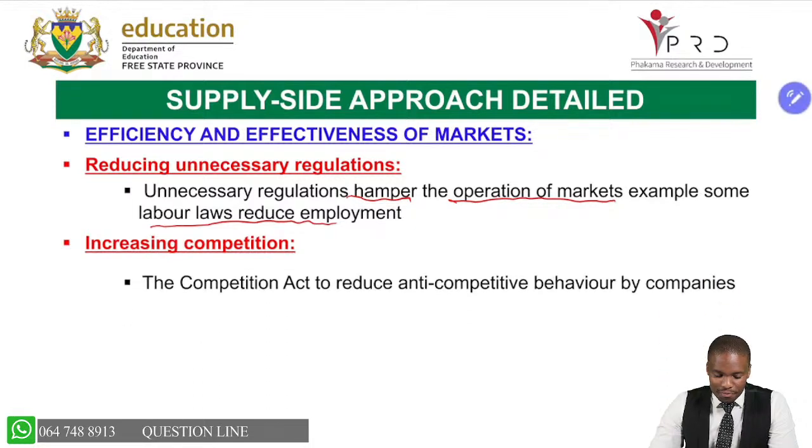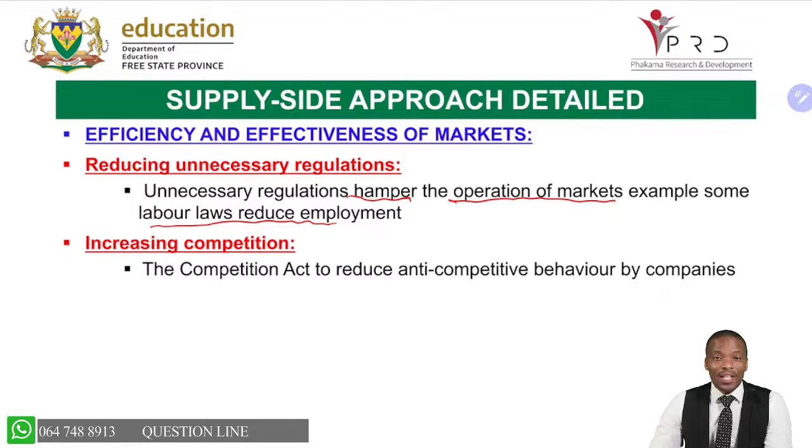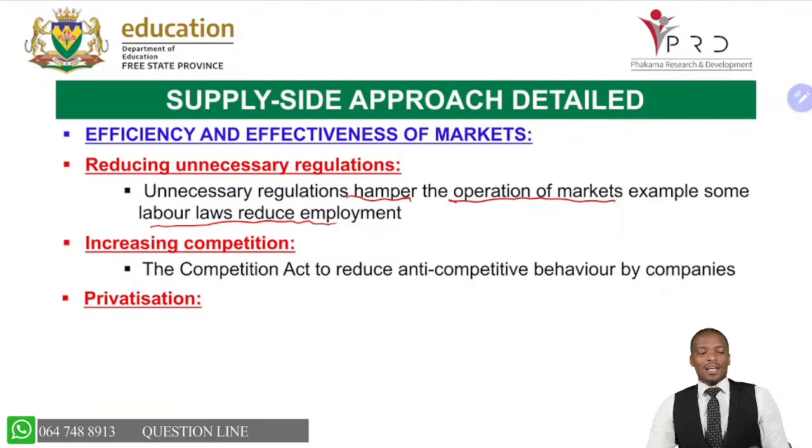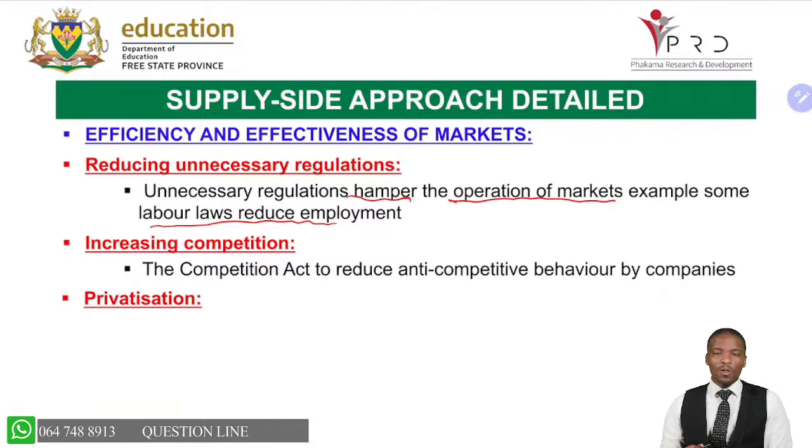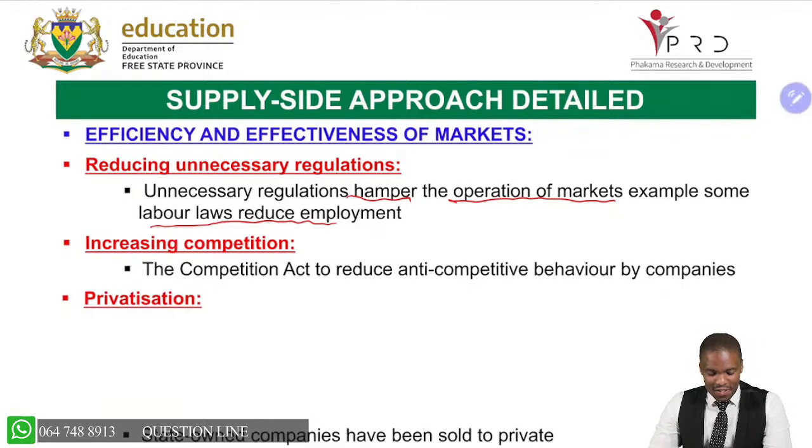Increasing competition. The Competition Act, we know that it was there to reduce anti-competitive behavior by companies, such as the reduction of monopolies and the reduction of collusion, as we did under paper 2 when we were doing markets where businesses collude to fix prices. So we are saying there should be a leveled playing field, and competition should be fair. In that way, the demand for goods and services will increase, and so does the supply.